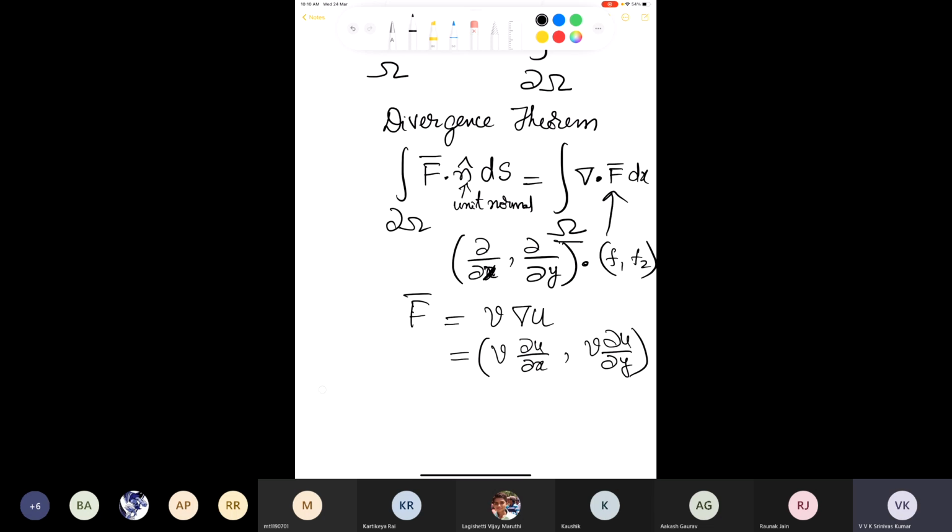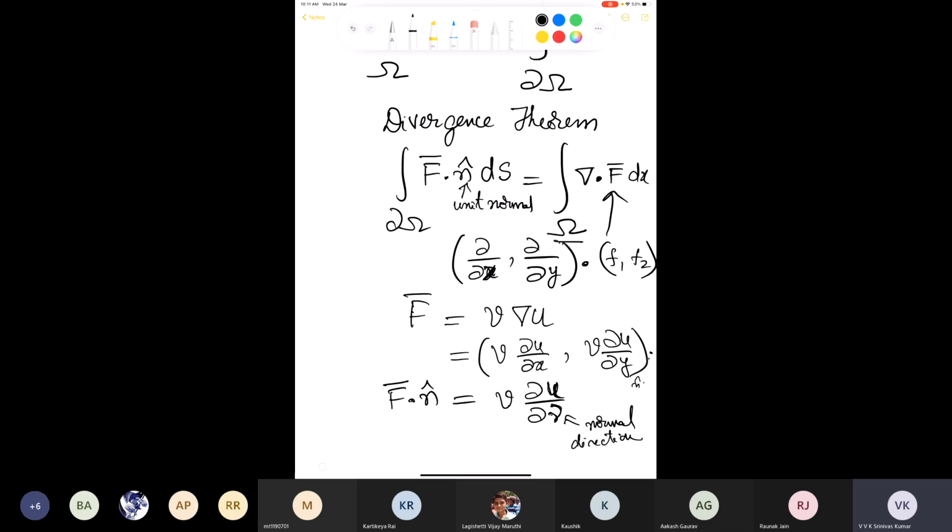Now substituting, what is f bar dot n cap? That is the dot product with n1, n2, the unit normal vector. This is nothing but v del u upon del nu, where nu is the normal direction, differentiation in the normal direction. This is a notation that we follow. So this will be v times del u upon del nu.